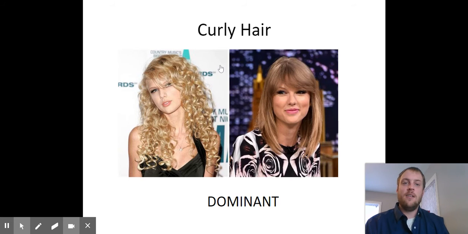So curly hair is dominant to straight hair. So somehow Taylor Swift is an anomaly of genetics and she has both. Just kidding. But again, curly hair is dominant. So if your hair is naturally curly, you have the dominant version of this trait. If it is straight, then you have the recessive version of this trait.